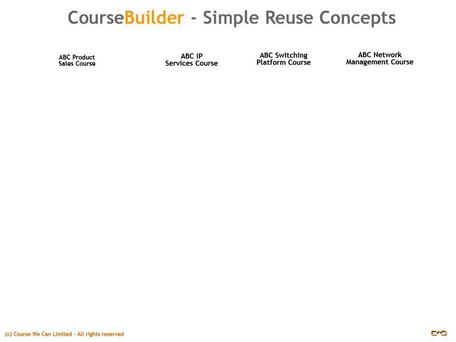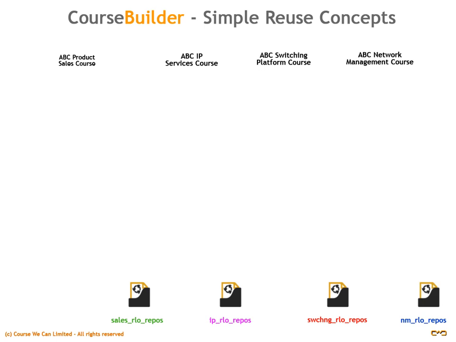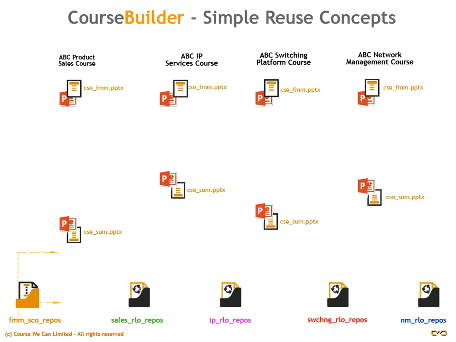In this example, they are folders named Sales RLO Repos, IP RLO Repos, Switching RLO Repos, and NM RLO Repos. To ensure each training team uses the one standard PowerPoint style format and template, they use CourseBuilder to access the corporate front matter material files or shared content object files repository. The FMM is placed at the top of the course build as shown here.